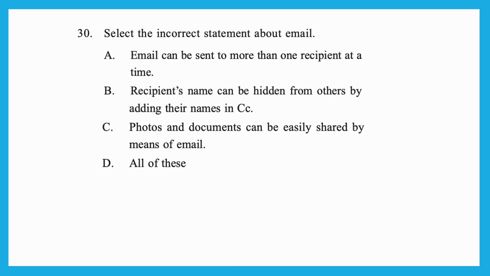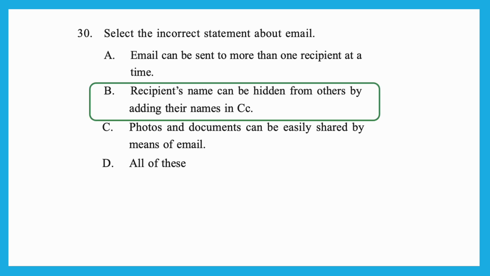Question 30. Select the incorrect statement about email. A. Email can be sent to more than one recipient at a time. That is correct. B. Recipient's name can be hidden from others by adding their names in CC. Now this is incorrect, because if we add the names in CC, that is carbon copy, everybody can see it. We have to add the name in BCC, that is blind carbon copy. If we add that in BCC, then it will be hidden from others. So the right option here is option B, which is the incorrect statement.